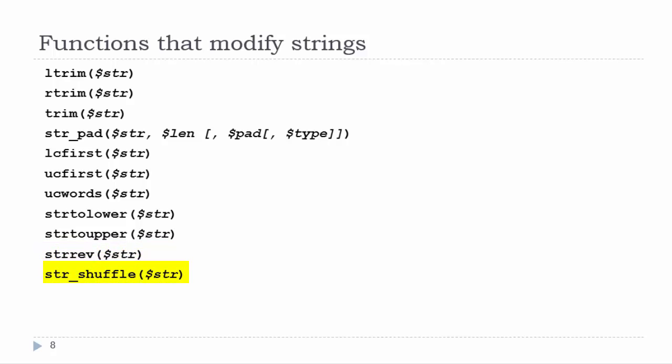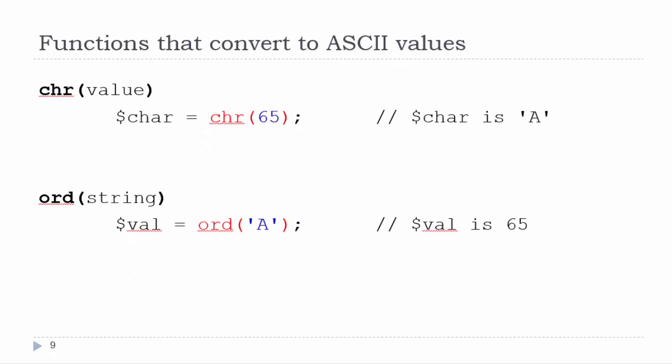String shuffle allows us to shuffle the order. Some other functions that convert back and forth to ASCII characters. The character CHR function, if we pass it an ASCII value, it will return the character. The ORD ordinal function, if we pass it a character, it will return the ASCII value.